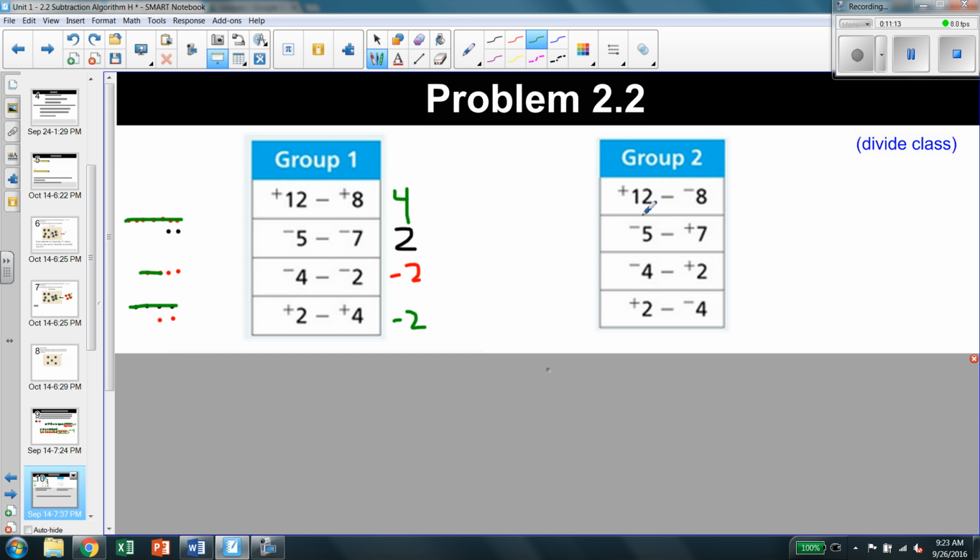Okay. I have 12 positives and I want to take away 8 negatives. 1, 2, 3, 4, 5, 6, 7, 8. Do we have 8 negatives to take away? No. We only have 0 negatives, so we need to add in some 0 pairs. Now we can cross off the 8 negatives, and we're left with positive 20.